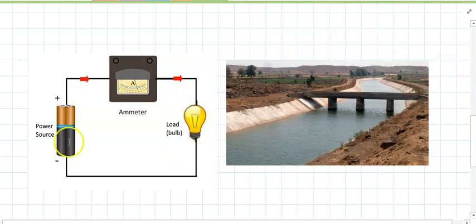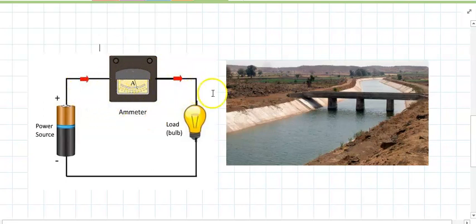So here's an example of a circuit. We've got our power source, which is a cell, not a battery, it's a cell. And we've got a closed circuit because the wires are all joined up. And we've got our load, which is a light bulb in this case. So if you want to measure the current flowing through your circuit, you need to connect the ammeter so that it's part of the circuit.